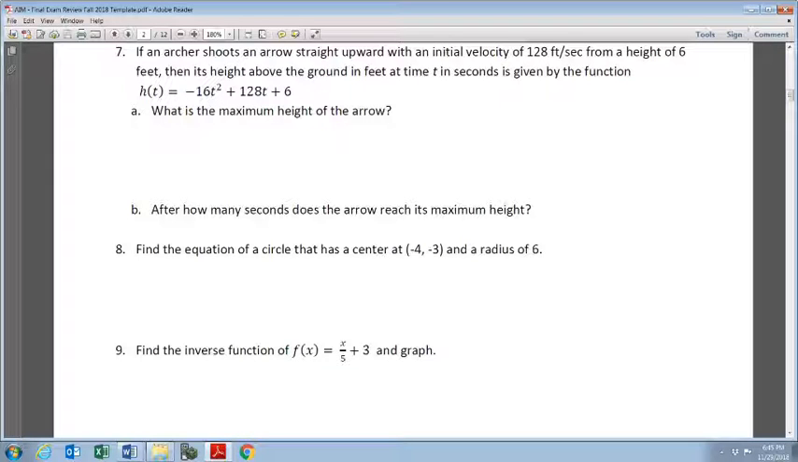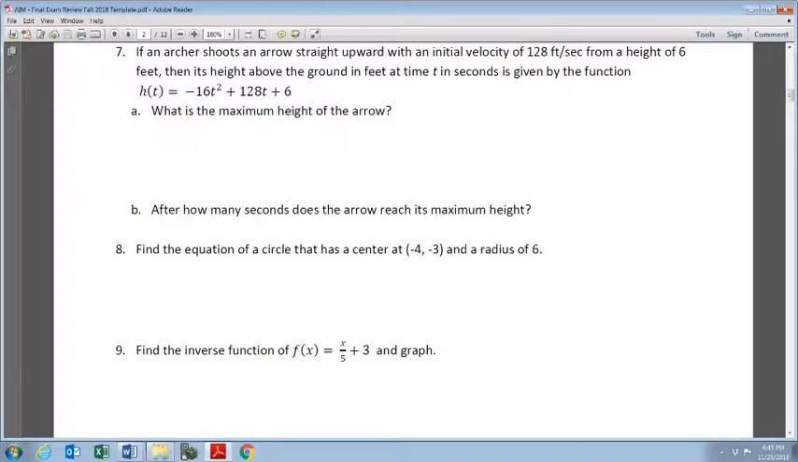All right, in number 7 here, it says, if an archer shoots an arrow straight upward with an initial velocity of 128 feet per second from a height of 6 feet, then its height above the ground in feet at time t in seconds is given by this function. H of t equals negative 16t squared plus 128t plus 6. What's the maximum height of the arrow? And after how many seconds does the arrow reach its maximum height?